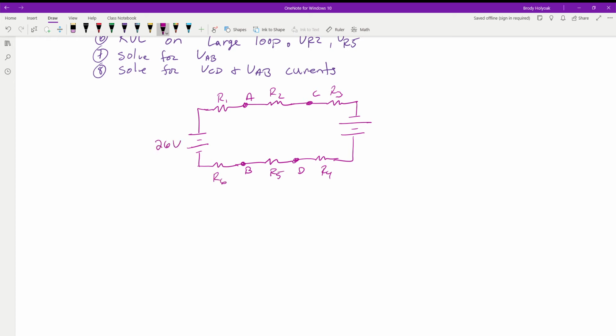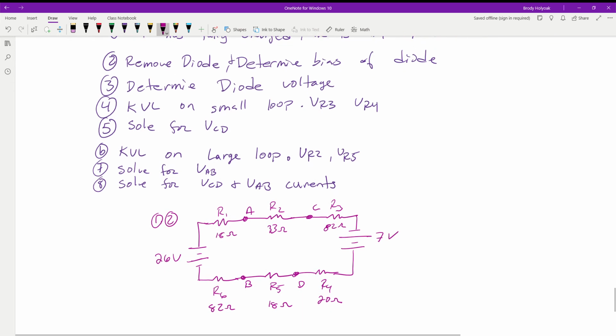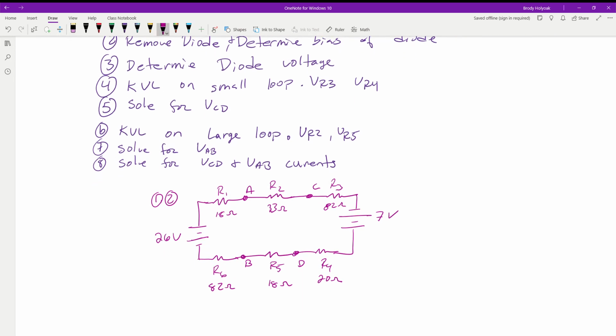So 26 volts, 7 volts. We have 18 ohms, 33 ohms, 82 ohms, 20 ohms, 18 ohms, and 82. So now what we did, so this was step 1 and step 2. So we've treated the capacitor as an open, and we've removed the diode so we can find the voltage from C to D and then see how our diode is going to be affected by this.